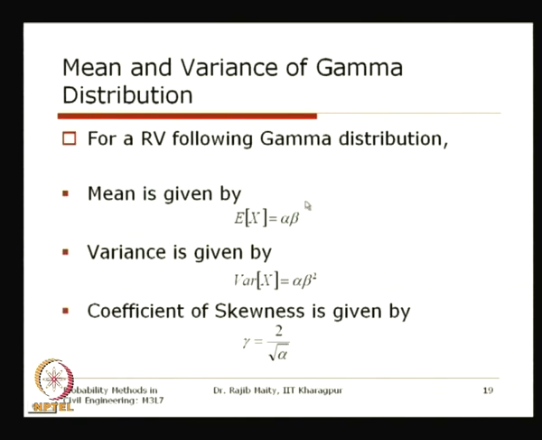For this gamma distribution, these are some initial moments: the expected value of x is alpha multiplied by beta. The variance is given by alpha beta square, and the coefficient of skewness is given by 2 by square root of alpha. Here you can see that the coefficient of skewness depends only on one parameter, alpha, and as alpha is greater than 0, the skewness is always positive. If alpha increases, the skewness decreases.